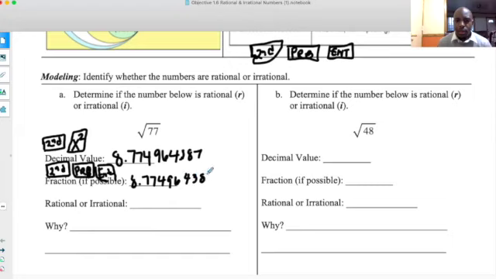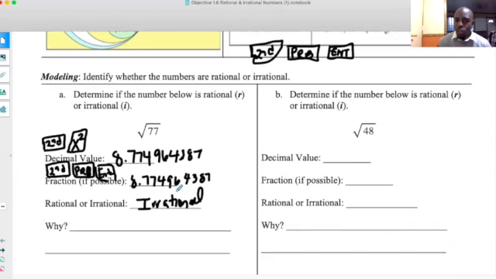as above. What does that mean, Mr. Rivera? I didn't type the buttons in right? No, you did type the buttons in right, because I too got the same decimal. So what does that mean in terms of rational or irrational? That means this number, this radical 77, is irrational. It's irrational, okay?